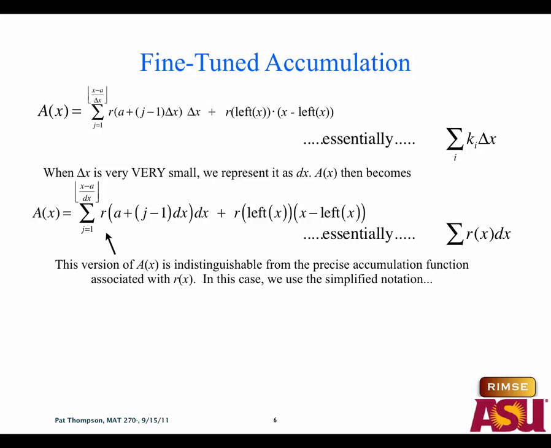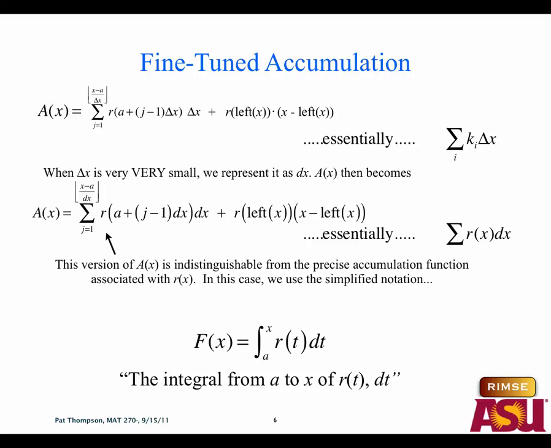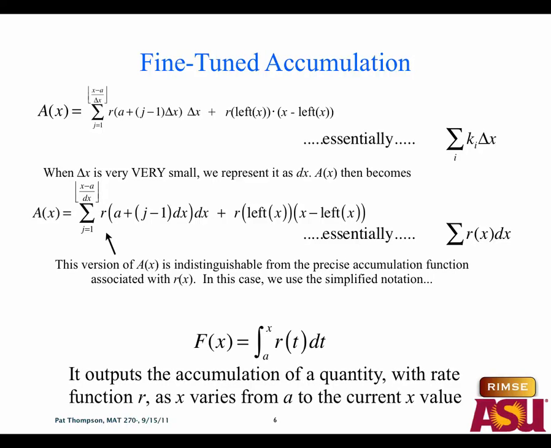Okay? So this version of the A function with really, really small delta x, or dx, we have a simplified notation. This notation means the same thing as A of x with a very, very small dx. So this is called integral notation. And we read it, the integral from a to x of r of t dt. What does it do? It outputs the accumulation of a quantity with rate function r as x varies starting from a to the current value of x.